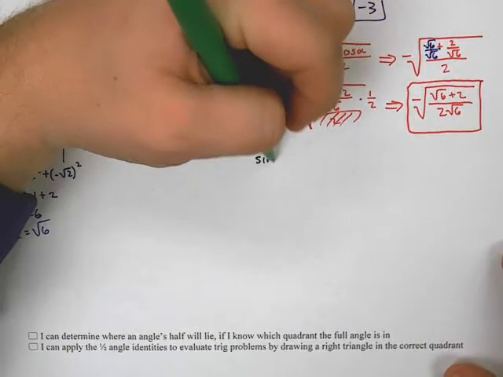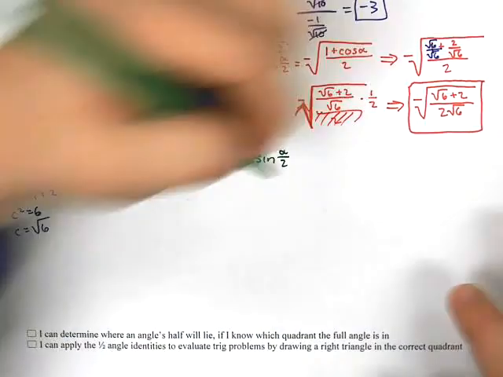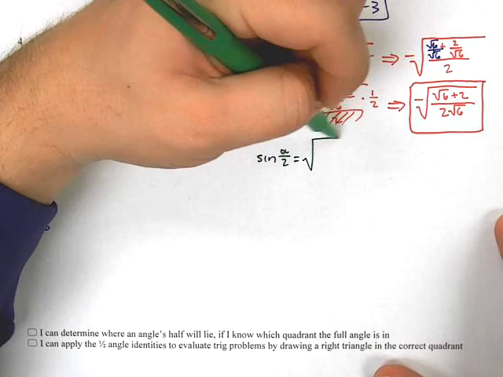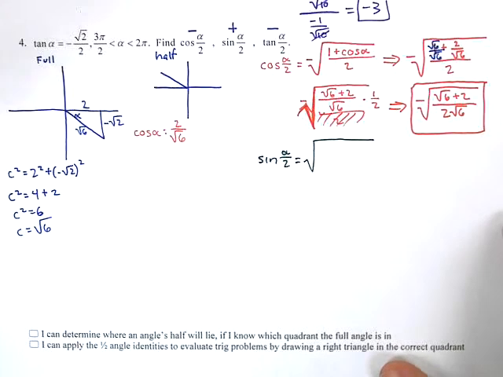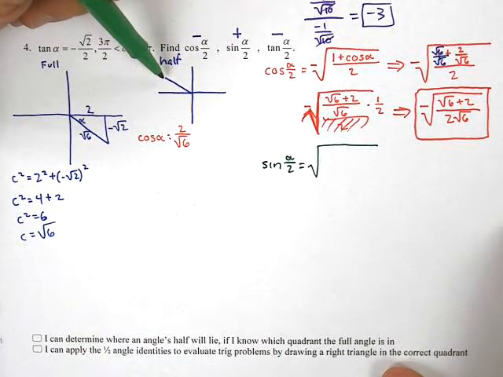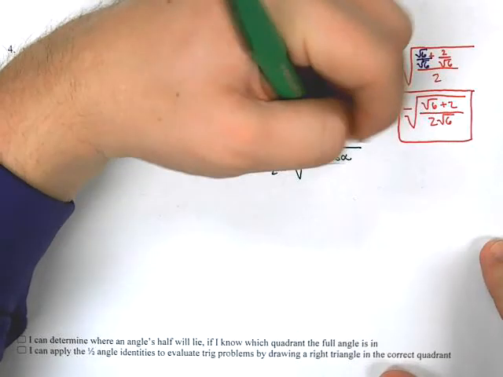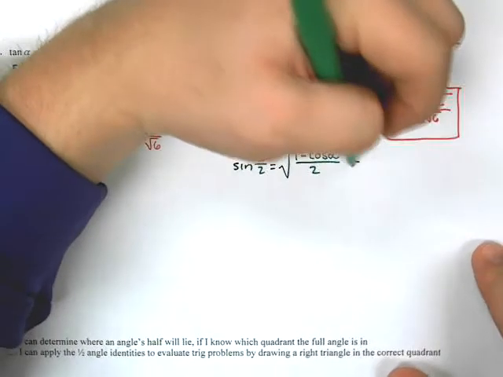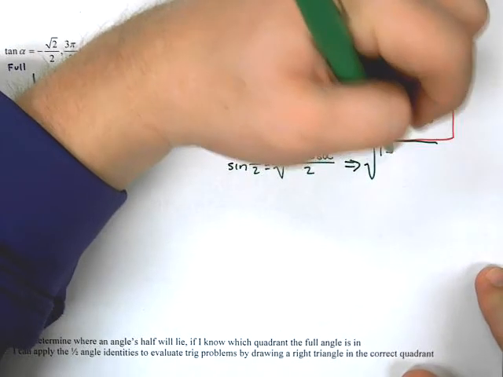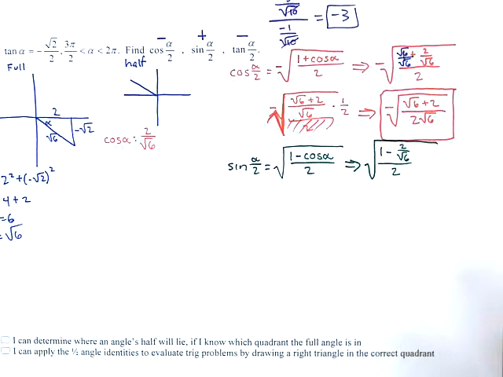Sine's probably going to be pretty similar in regards to it being kind of sloppy and messy. But I do know that it's going to be positive, right? So I don't even need to put plus minus. I knew that my sine of the half angle had to be positive because it's in quadrant 2. So now when I do 1 minus cosine alpha all over 2, this should become, let's see here, 1 minus 2 over root 6 all over 2.